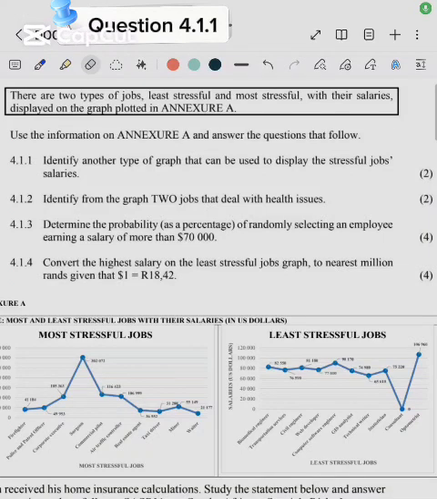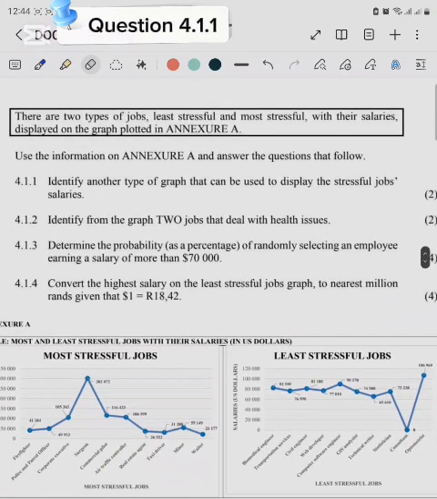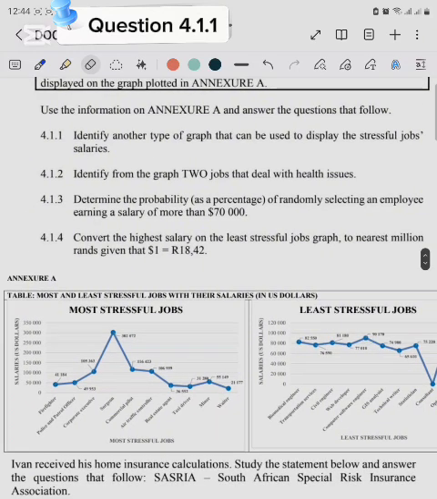So we have a scenario here for question 4, which is about two different types of jobs, least stressful and most stressful, with their salaries. And they give us these graphs relating to that. And the first one is asking us to identify another type of graph that could be used to display the stressful jobs' salaries. So specifically, if we look at our graphs that we've been given, we're talking about the second graph over here, the most stressful one.